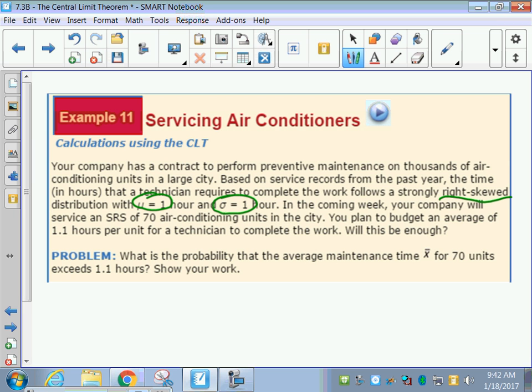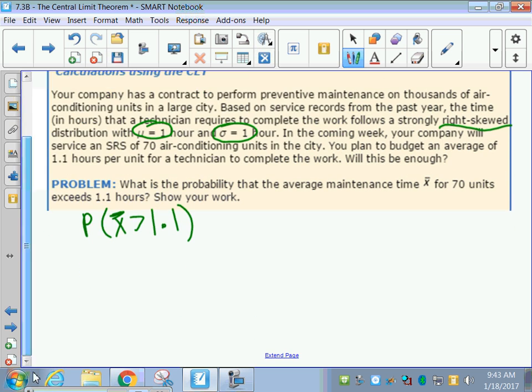Show your work. Okay. So what we're trying to find, and some of you guys didn't write this on your thing from yesterday, always say the probability that you're trying to find. And for this part, we're talking about x bar because it's our samples. So we want to know how often it's going to be greater than 1.1 hours, right? That's the probability that we're trying to find. We do have to state the sampling distribution. So the sampling distribution of the sample mean time x bar spent working on 70 units. So we're going to look at that. We got to find the mean and the standard deviation.